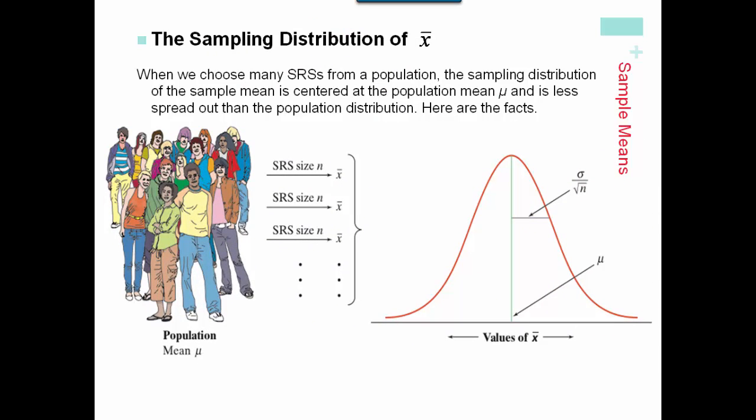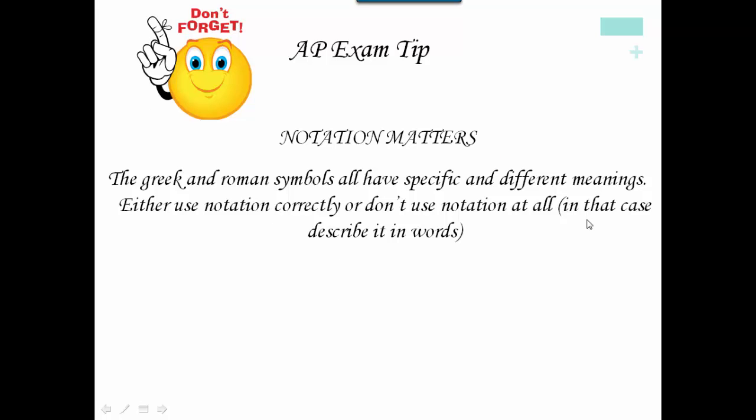When we choose many simple random samples from a population, the sampling distribution of the sample mean is centered at the population mean mu and is less spread out than the population distribution. Here are the facts. Population mean mu, we have simple random samples of size n. For x bar, we get values of x bar. In this case, we have our mu and sigma over square root of n. The Greek and Roman symbols all have specific and different meanings. Either use notation correctly or don't use notation at all, in which case you must describe it in words.